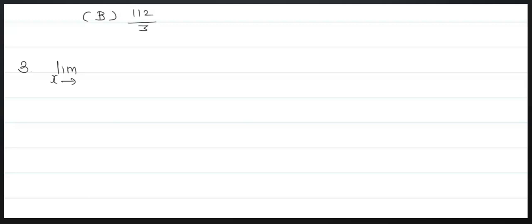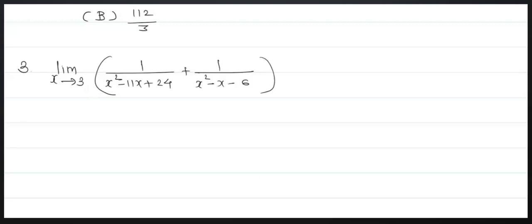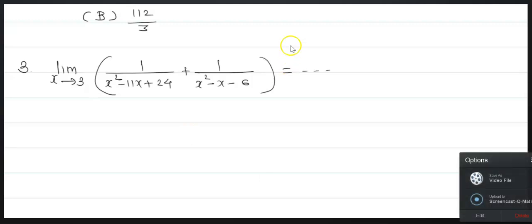Now the next is example number 3. Limit x tends to 3, 1 upon x square minus 11x plus 24 plus 1 upon x square minus x minus 6. Now as limit x tends to 3, therefore the cancellation factor is x minus 3. Now we'll simplify this.